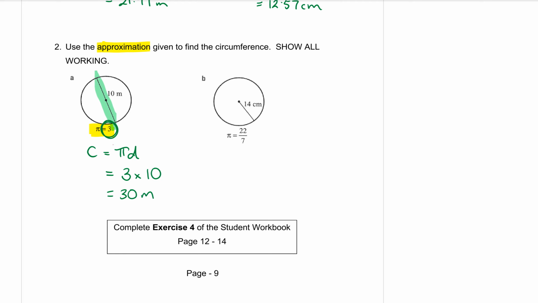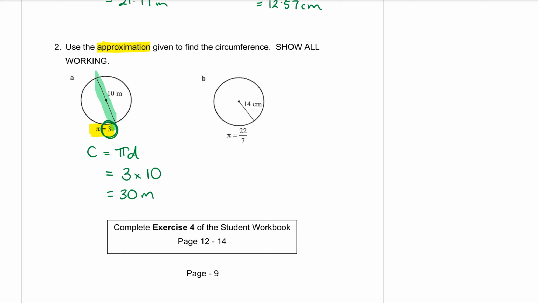Now, I know some of you are probably thinking, why, oh why would I not just use the button on my calculator? If you do use pi on your calculator, you would get 31 point something with lots of decimal places after that, which would be marked wrong. If you are asked to use an approximation for pi, you must put that in. Most of your questions you will get to use the calculator, but there is just a couple here and there where you do need to be able to use these approximations.